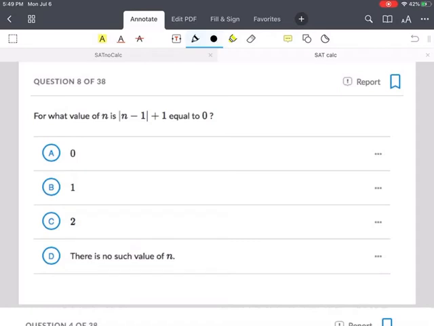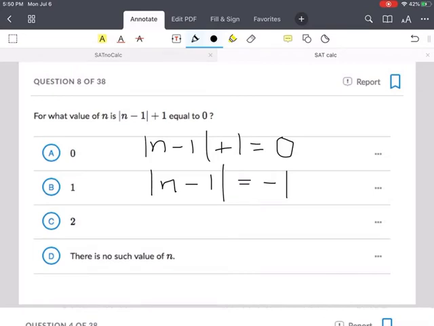So, for what value of n is the absolute value of n minus 1 plus 1 equal to 0? So we're just going to set up an equation right here. Absolute value of n minus 1 plus 1 equals 0. And I'm going to subtract 1 from both sides. We're going to get absolute value of n minus 1 equals negative 1.